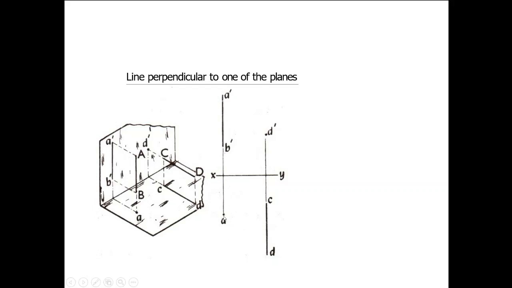Okay, now we will move toward the next line, CD. This CD line is parallel to HP, but it is perpendicular to VP. So what will be the front view? The front view will be a point, that is D dash. And what will be the top view? It will be a line, that is CD. Okay.